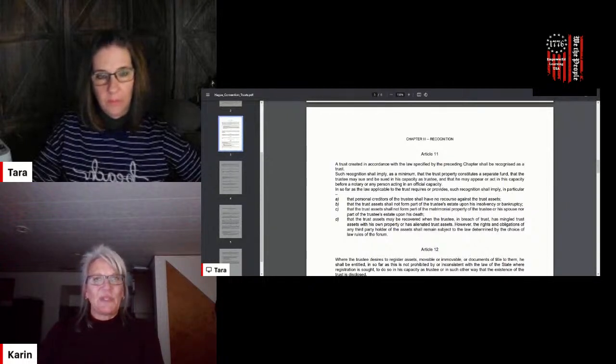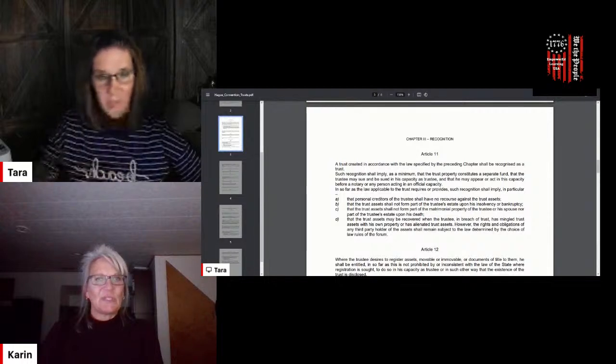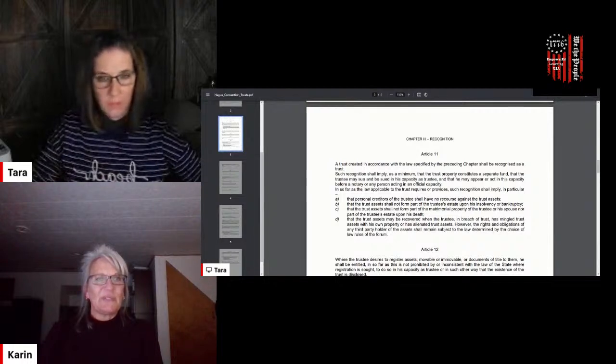D, that the trust assets may be recovered when the trustee, in breach of trust, has mingled trust assets with his own property or has alienated trust assets. However, the rights and obligations of any third-party holder of the assets shall remain subject to the law determined by the choice of law rules of the forum.